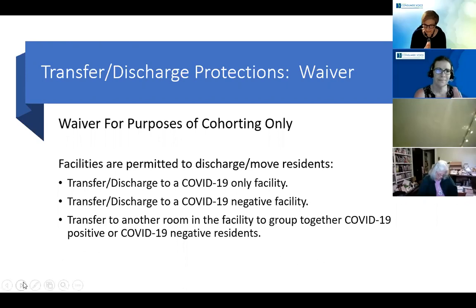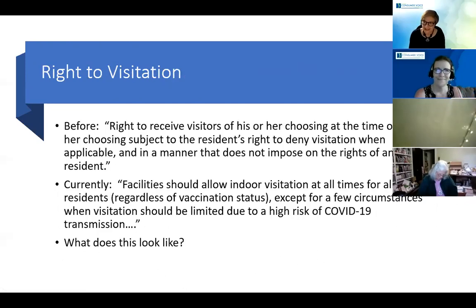So Jocelyn, I'm going to turn it over to you to talk about visitation. Big issue. Yeah, so I think everyone on this call knows that visitation is one of the rights that was hugely impacted by the pandemic. You would have to be living in a hole somewhere on another planet to not realize that.